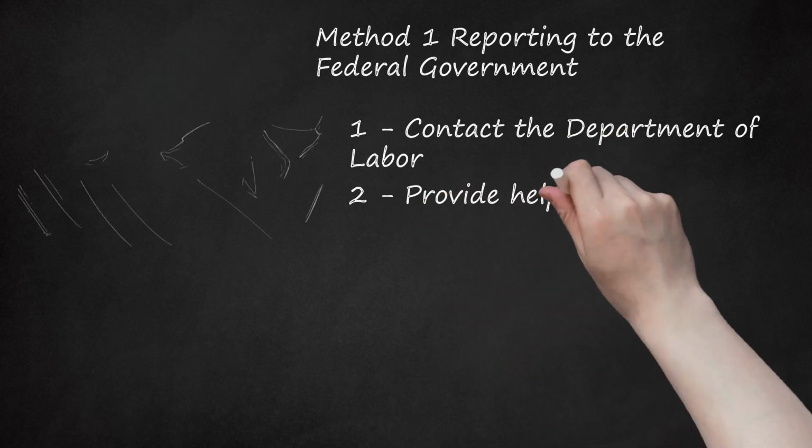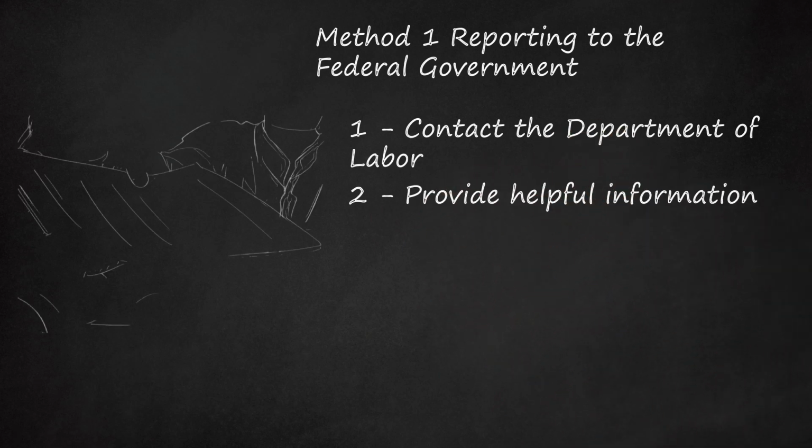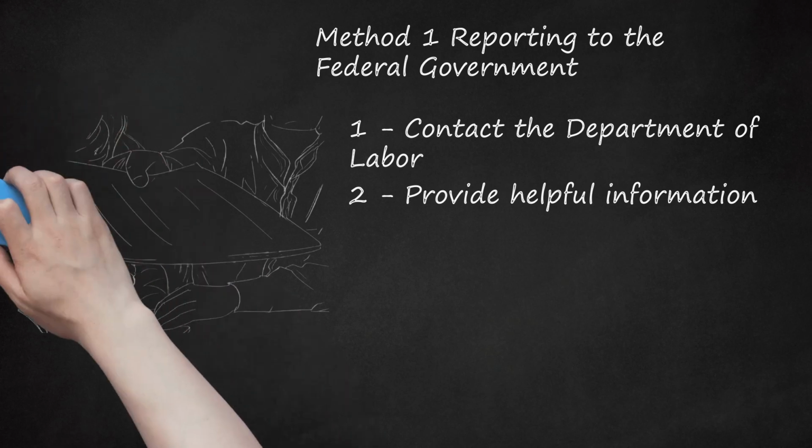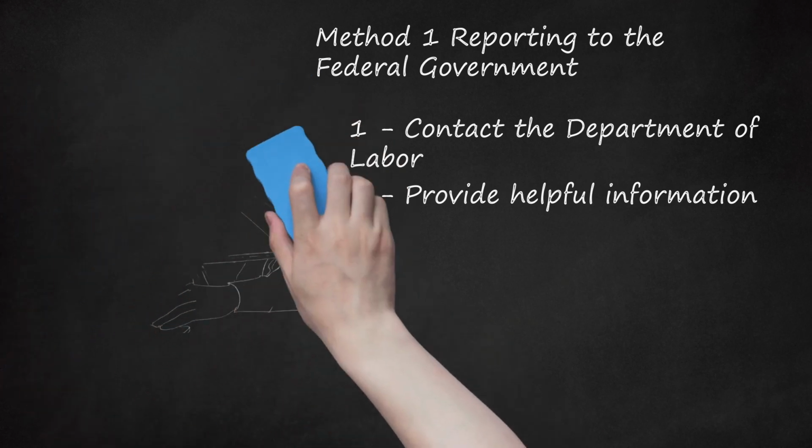2. Provide helpful information. Once you are connected to a local office, you will have to provide information in order to complete your claim. Provide the following: your name, your contact information, phone and mailing address, name of the company which has not paid your wages, location of the company, phone number for the company, name of the manager or owner, type of work you performed, when and how you were typically paid, e.g., cash once every 2 weeks.